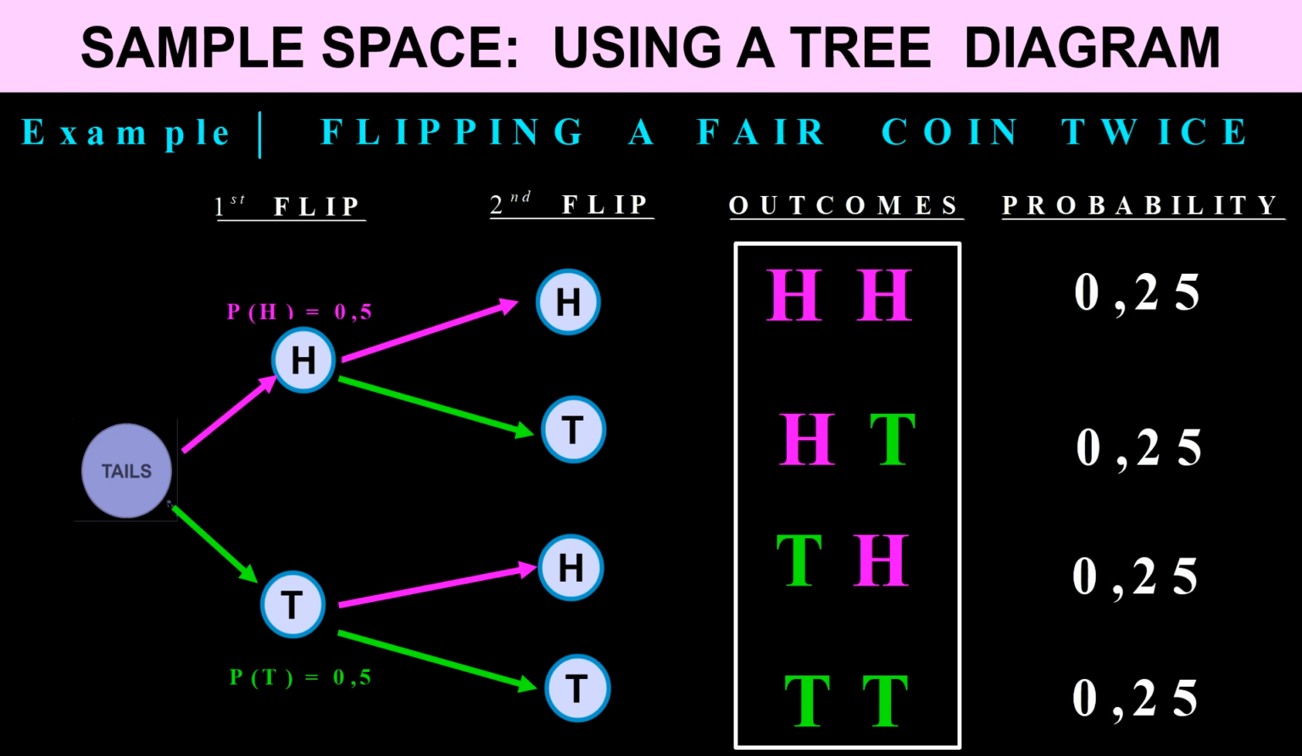Tails and tails, 0.5 times 0.5. And you can see the sum of that, that's exactly 1. Now we're going to consider an example where we're going to illustrate the events in sample space, and we're going to use a Venn diagram to do that.